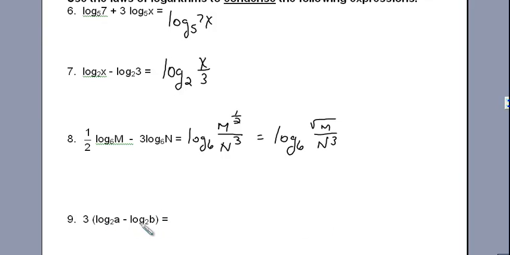Looking at number 9, we've got 3 out here, but that must be a power over this whole problem because all of that's in parentheses, and the minus means we've got a division problem. So we've got log base 2, and it's a over b, in parentheses, all of that has to be raised to the 3rd power. Okay, so that's condensing or compressing back into one log.